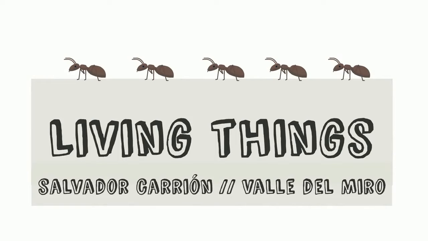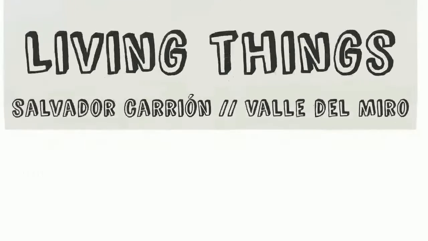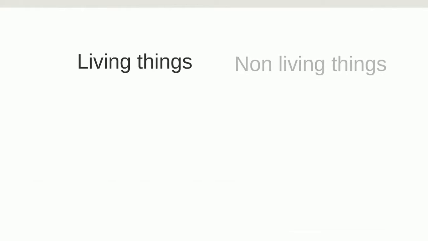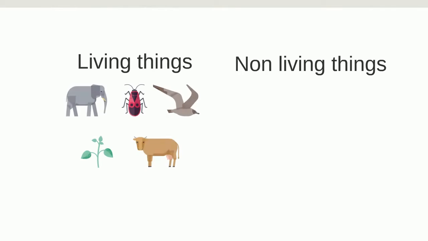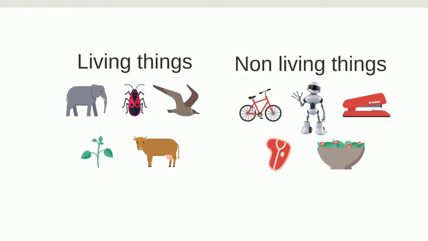So we're going to study the living things. And the first thing that we need to know about living things is the difference between a living thing and a non-living thing. And it looks like we already know this. We know that these animals or this plant are living things, and we know that the bicycle or the robot are non-living things.